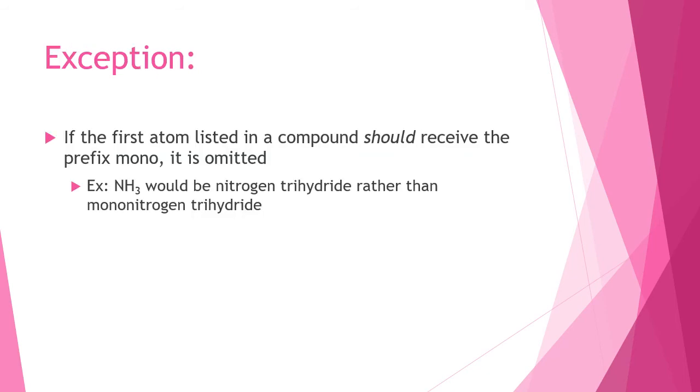There is one exception to using the prefixes. If the first element that is listed in the compound would receive the prefix mono, you do not say it. So for example, for NH3, we would name it nitrogen trihydride instead of mononitrogen trihydride. It is implied, if there is no prefix at the beginning of it, that there is only one of that element. Please note, if the second element should get mono, it needs to have mono.